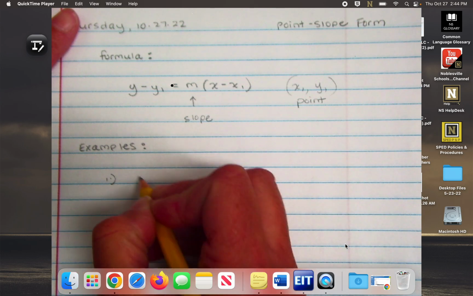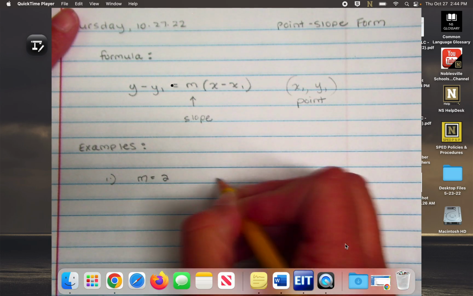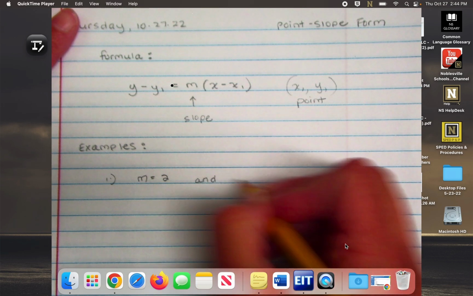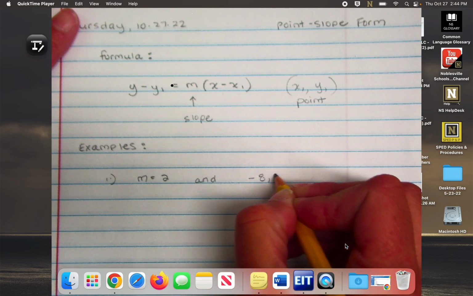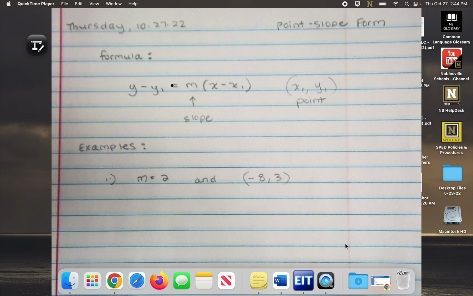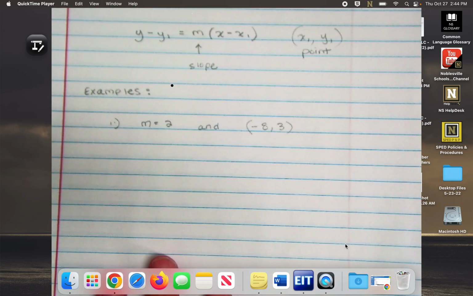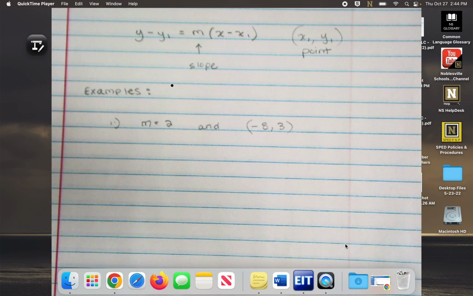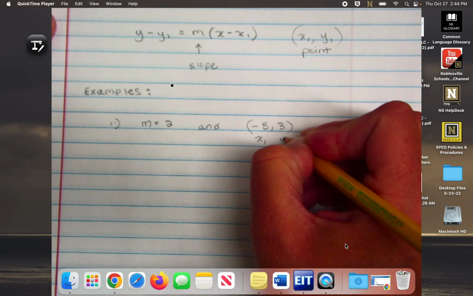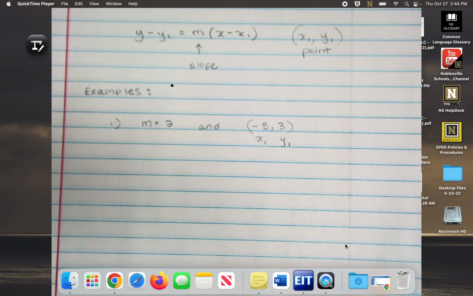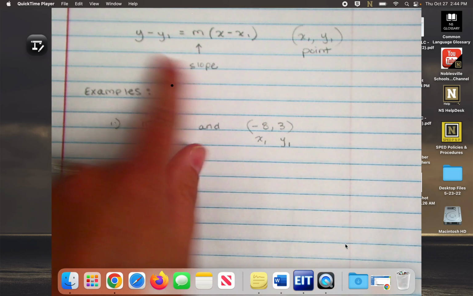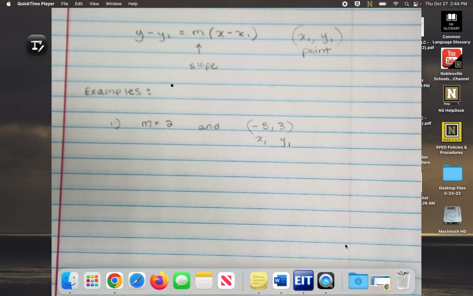For example 1, your slope is going to be 2, and your point is going to be -8, 3. Slope is 2, the point is negative 8, 3. Go ahead and label these x1 and y1. Just label them, help yourself out. You think you won't make the mistake, but you will. So if you label them, it'll help you put them back into this formula accurately.